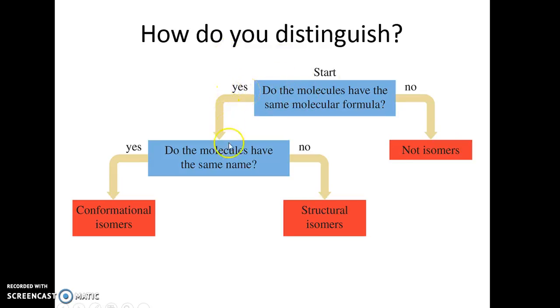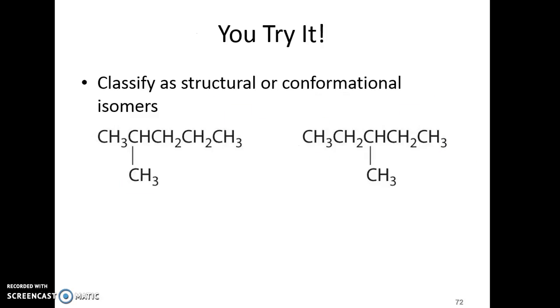If they do have the same formula, then how do you identify if they have the same structure or not? If they have the same structure, they will have the same name if you're using the system that I've taught you. Conformational isomers have the same name. Structural isomers will not have the same name. So you look for structural isomers with different names. Sometimes you can just see it with your eyes before naming it, but to double check, you can name it.